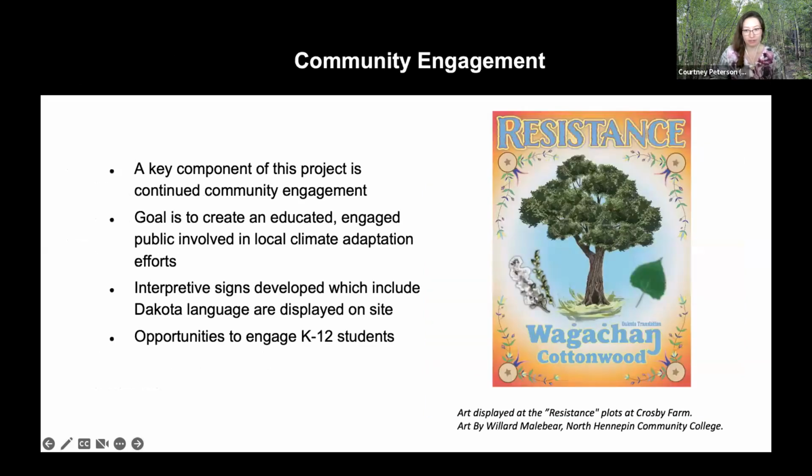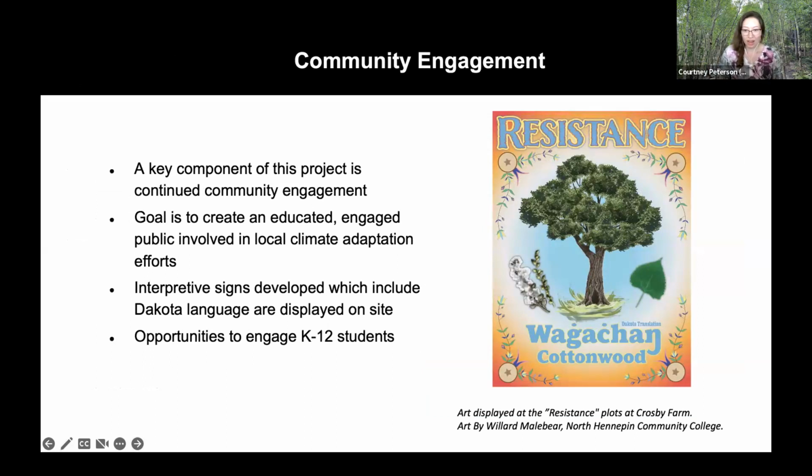And then a big part of this project is community engagement. And so one of the goals of the Crosby Farm Ask site was to really create an educated, engaged public that's involved in local climate adaptation efforts. So since this is right in the middle of St. Paul, there's a ton of volunteers who have come out to help with this site. They've done a lot of the understory treatments.